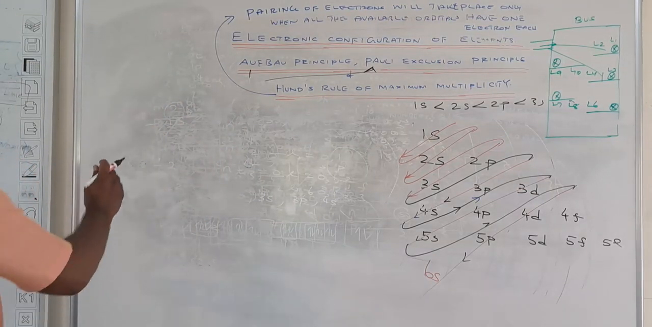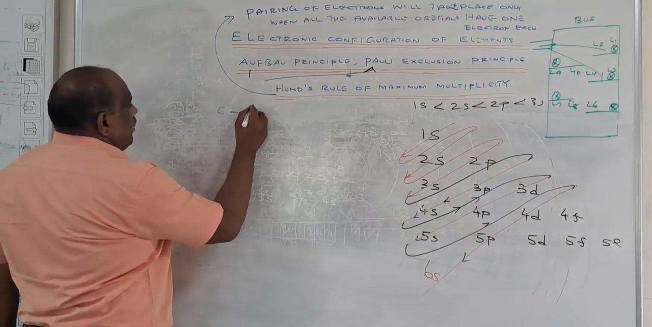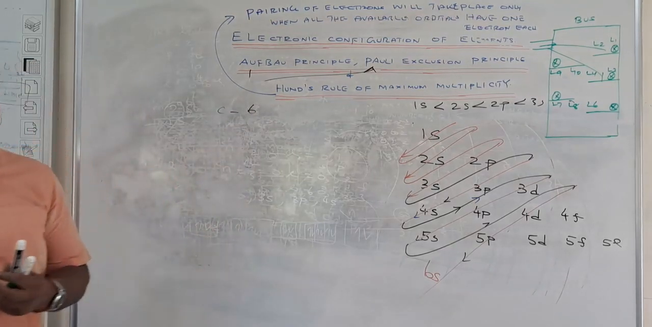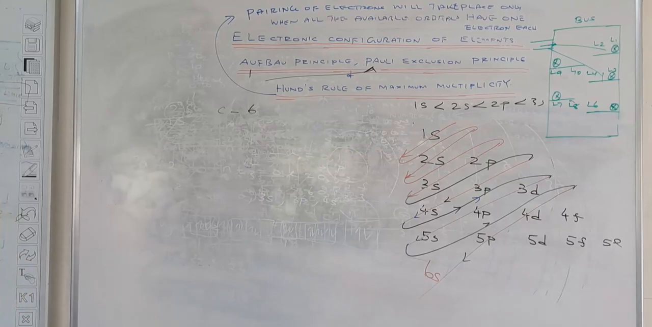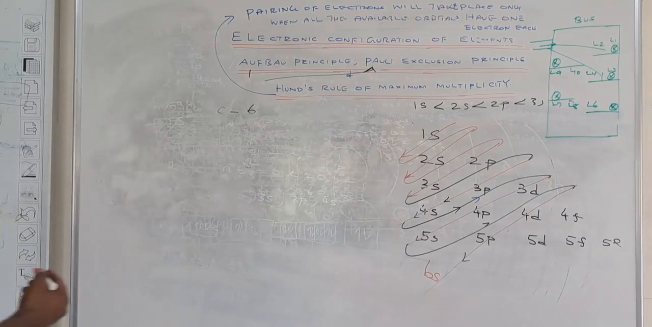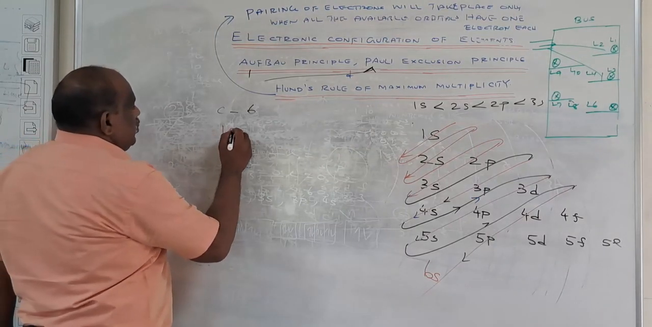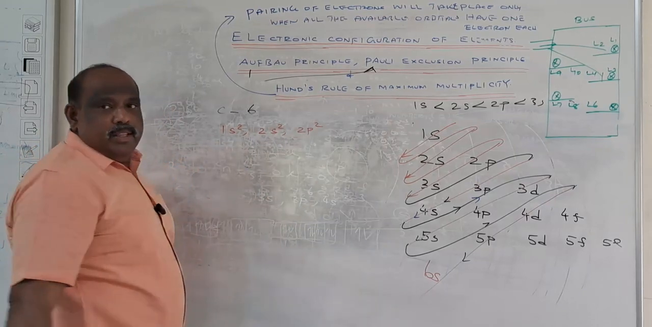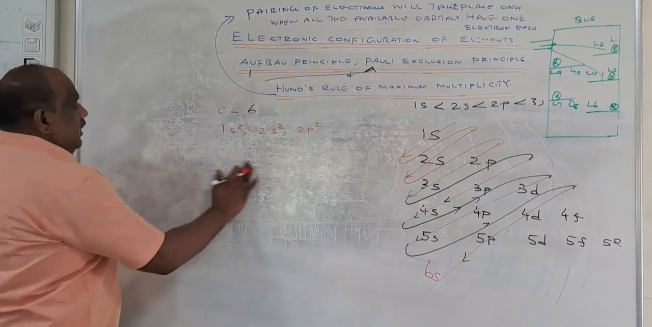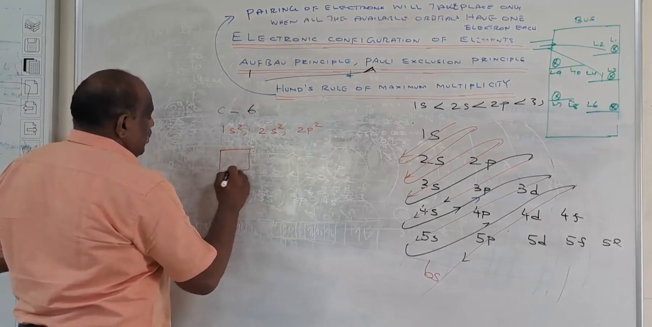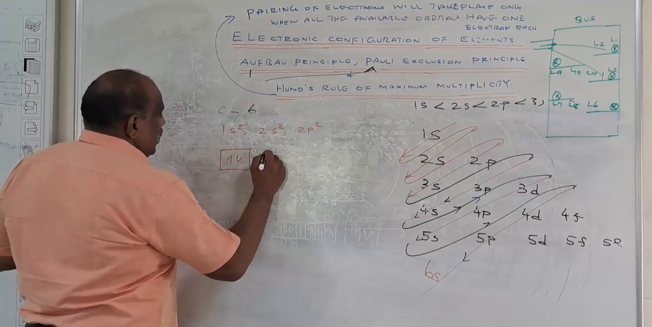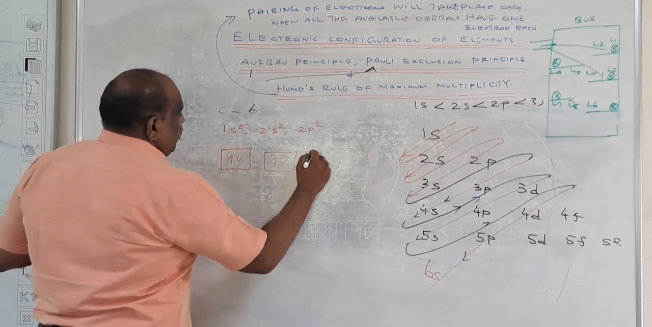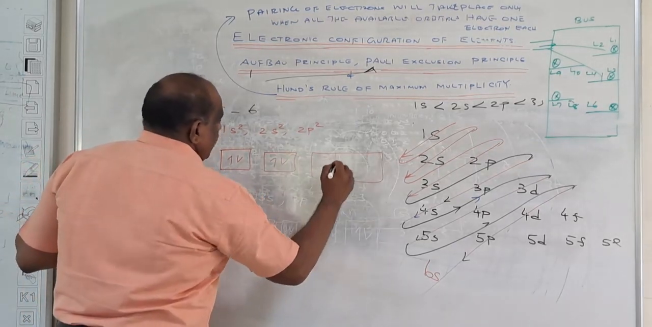Now let us take carbon. Its atomic number is 6. Its electron configuration is 1s2, 2s2, 2p2. There is no doubt in that. Now I am telling 1s2, 2s2, 2p2.